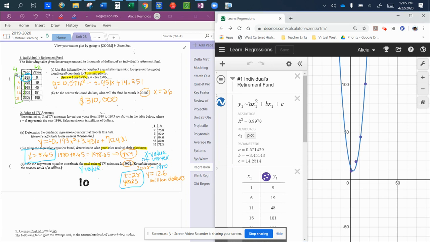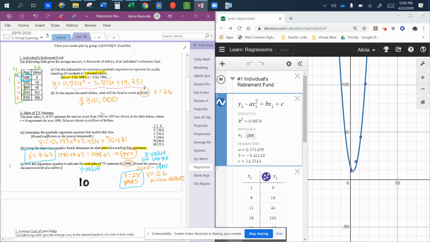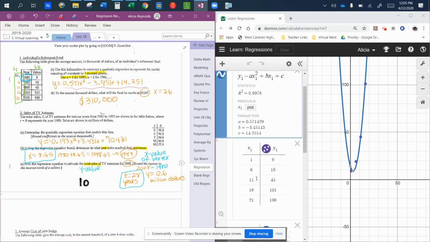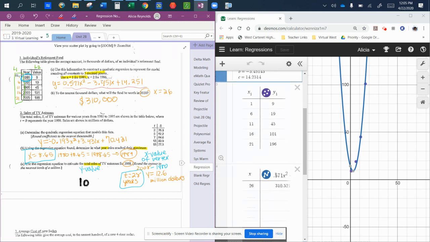The most important thing about the regression model is this little squiggle called a tilde. This is what is going to predict the model instead of giving you an equation. So this A, B, and C value here are what we wrote over here for our equation. Then I had to find the value that y equaled when x was 26.